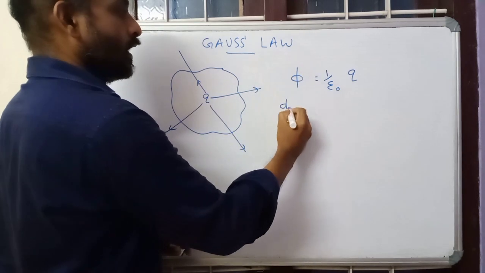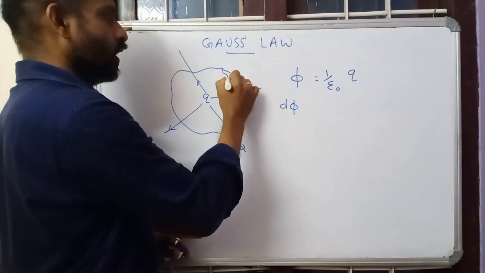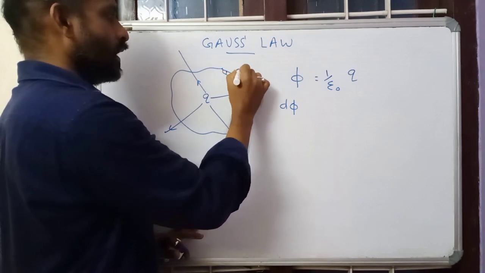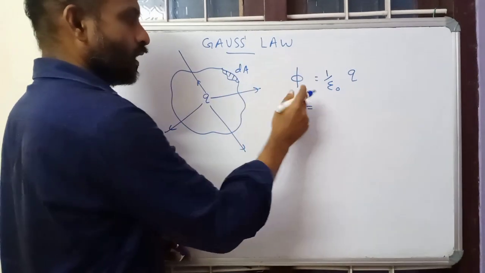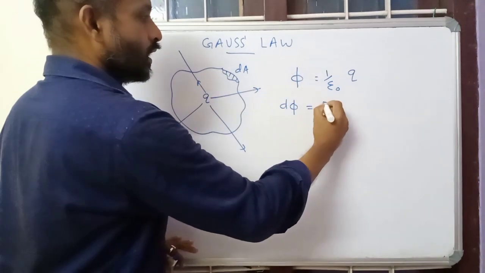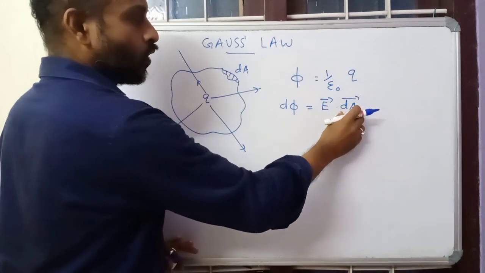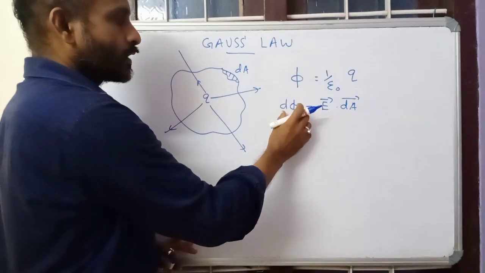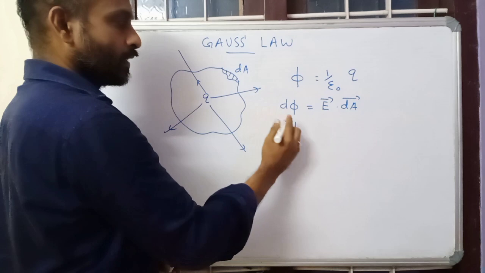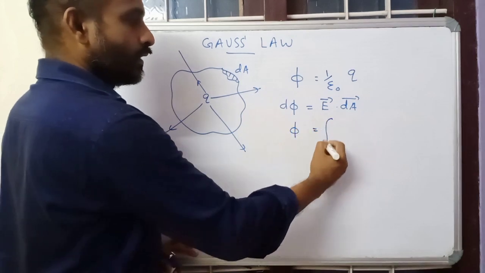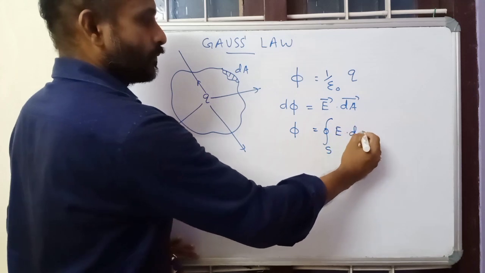We have learned that d phi, the small flux coming out of a small area dA, is given by d phi equal to E dot dA. dA is a small area, E is electric field. Now we can expand this. If this is a small flux, the total flux is equal to the closed surface integral of E dot dA.